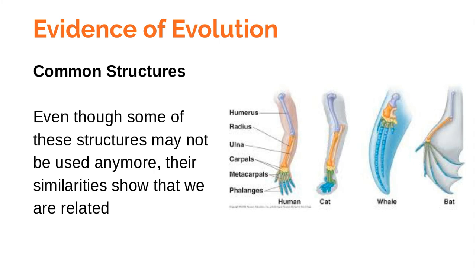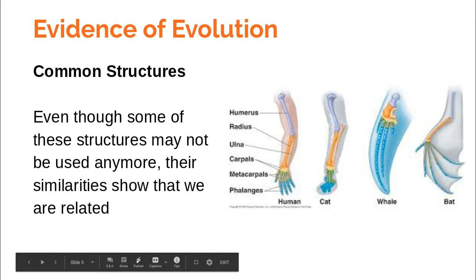But that tailbone that we have, we don't need it, but it shows a connection to maybe some of our common ancestors, like primates. So that's always interesting to think about. And those structures that we don't use anymore, those are called vestigial structures. So if you ever see that word, that's what that means.